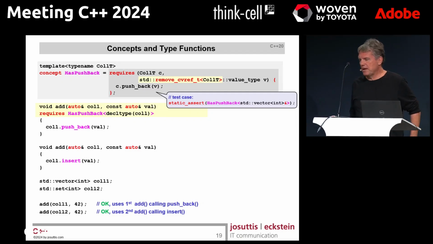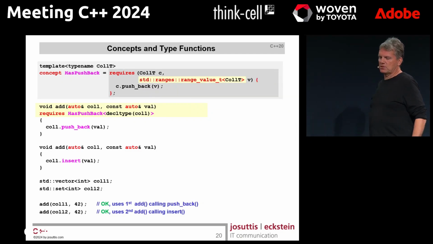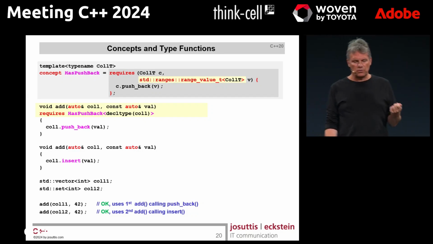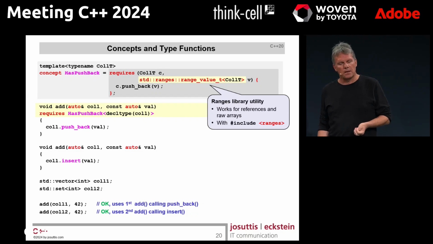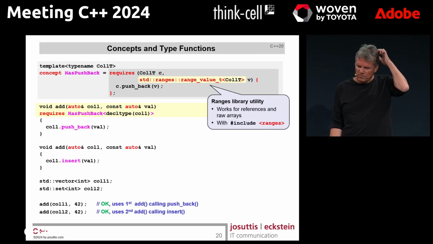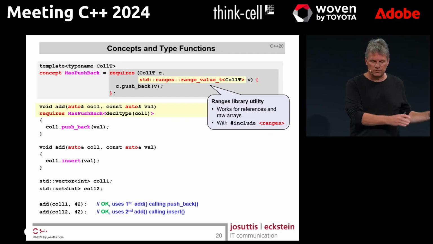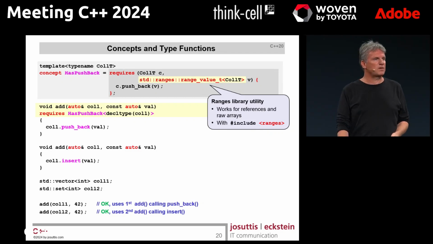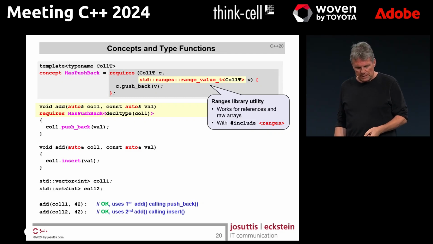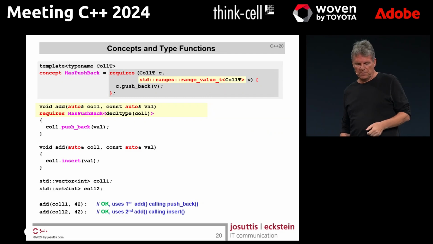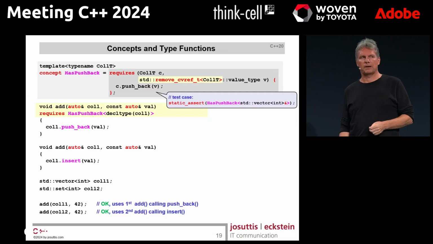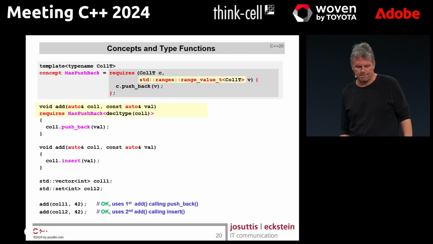There are other ways to do that, by the way. There's a new helper function called give me the value type of the range, and this helper function is a new utility in the ranges library, and that even works for references. So you could also use that. That utility even works for raw arrays, which is not possible to do here because you cannot call pushback or insert for a raw array. But in general, this helper function is a little bit more robust than this lower-level kind of type trait usage here.